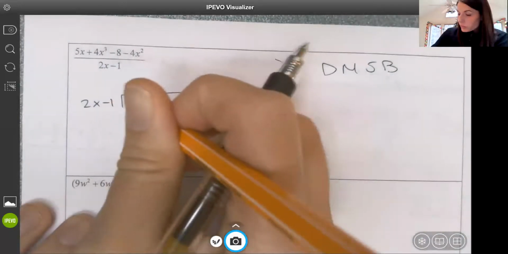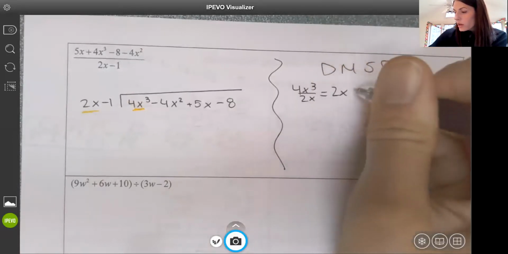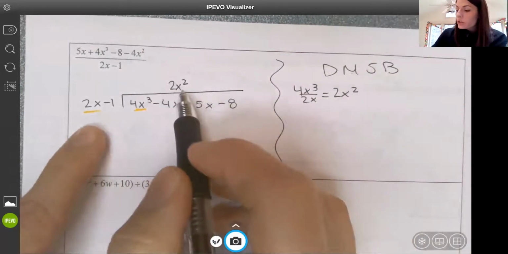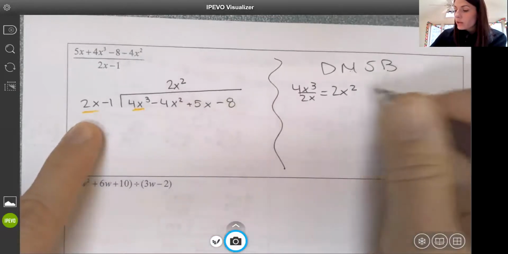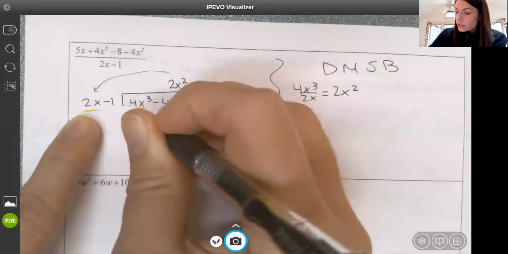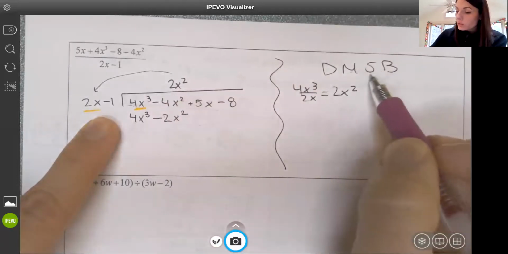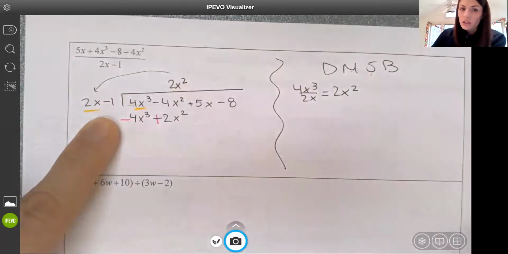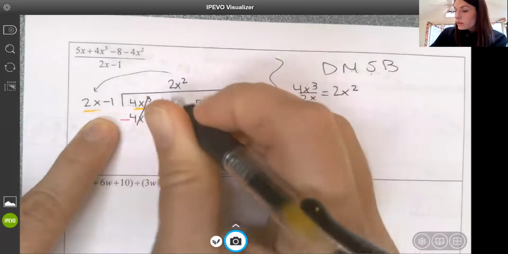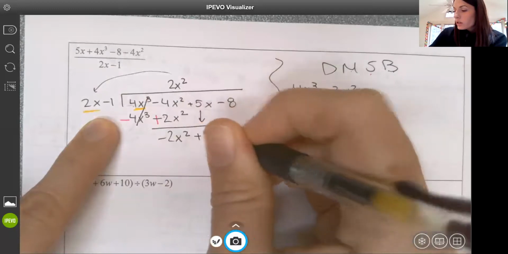So dividing into that first term, 4x cubed divided by 2x gives me 2x squared. Now multiply that 2x squared through by what's out front. I can write that over here, or I can just visually bring that out and multiply it through: 4x cubed minus 2x squared. Now subtract. Subtraction changes all signs. Those are going to cancel. It's going to give me negative 2x squared. Bring down the 5x.